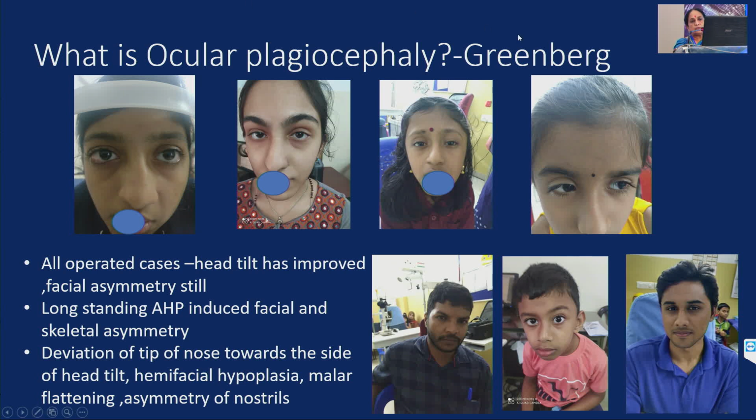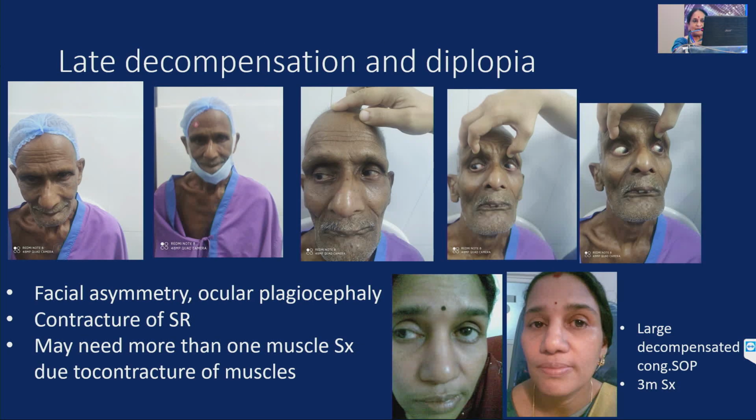All these young ladies have been operated much later in life, and the facial asymmetry still remains. And this facial asymmetry, the deviation of tip of the nose towards one side, head tilt, hemifacial hypoplasia, asymmetry of the nostrils, all these are called ocular plagiocephaly due to face turn. And sometimes there is a late decompensation and diplopia. This patient was posted for surgery for diplopia, and later we noticed that there is a deviation of the nose and that it is a decompensated congenital superior oblique palsy. Sometimes it is too large in the late stages and we have to do more than one surgery.